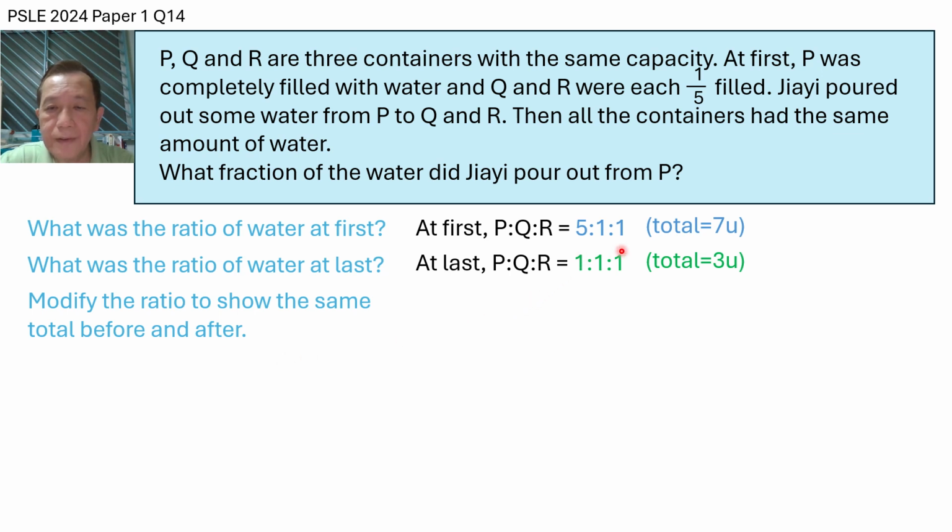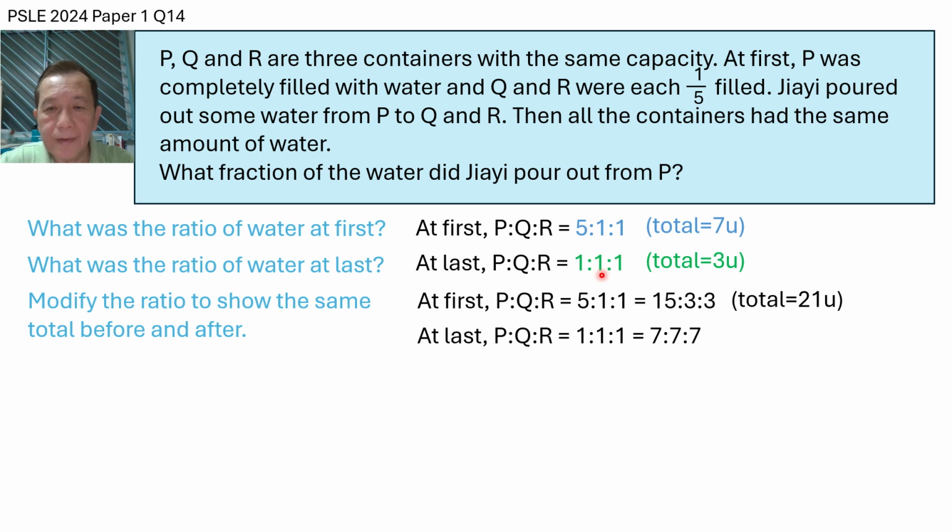This ratio times 3. We have 15:3:3, giving a total of 21 units. This ratio times 7. Again, we have a total of 21 units. Now that the two totals are the same, they are all of the same type of ratio units, so they can interact.